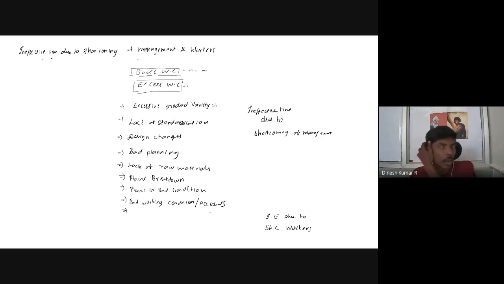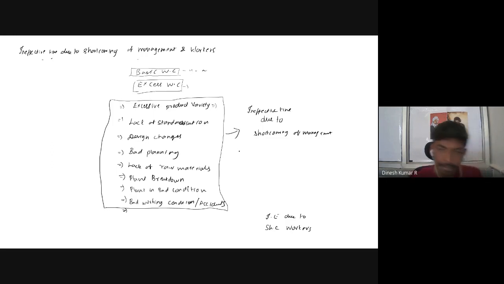So accidents happen, like bad working conditions. We were discussing accidents completely, but this can also be due to improper maintenance of the machine, leading to the stoppage of the machine. So these are the things that come out with your ineffective time due to shortcoming of management, right?